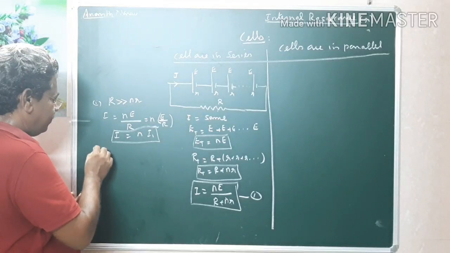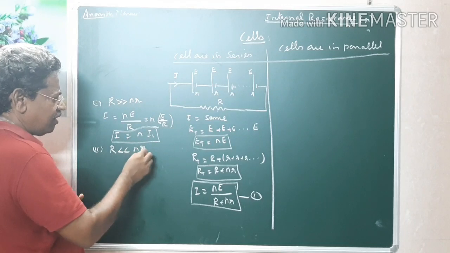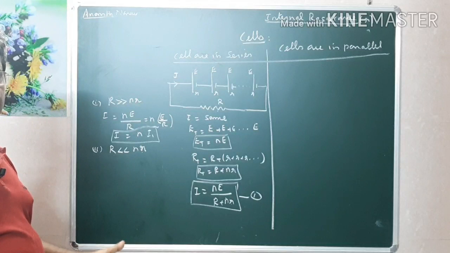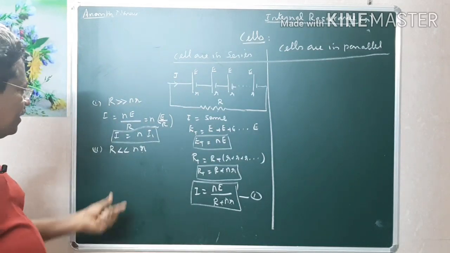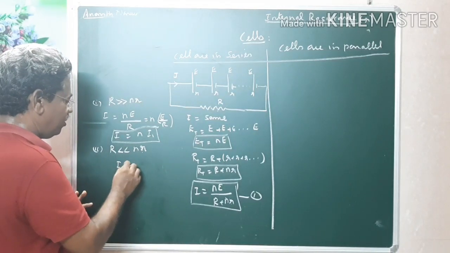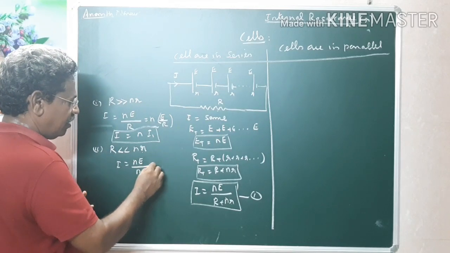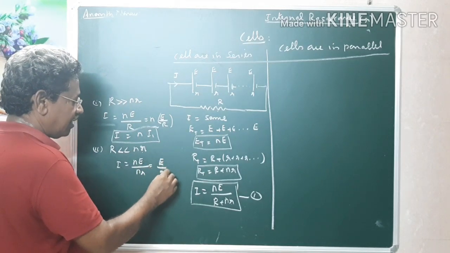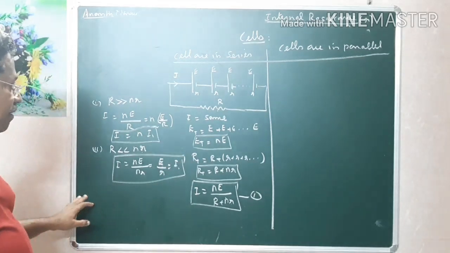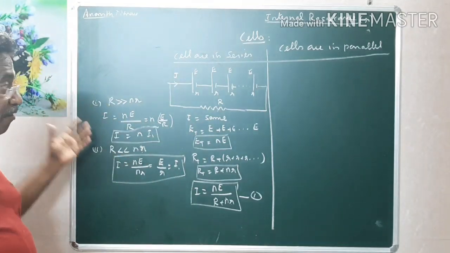Suppose alternately the external resistance is less, or the internal resistance of the cell is more. When the cell is used for a longer time, internal resistance goes on increasing. Then in this case, Nr is greater, therefore R is neglected. Now the equation becomes I is equal to NE by Nr, therefore it is E by r. Therefore the current is very less, that is only due to one cell. That means if the internal resistance is more, all the cells will become a single cell. If the internal resistance is less, the total current will become more.